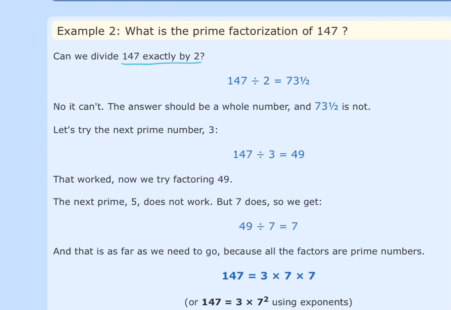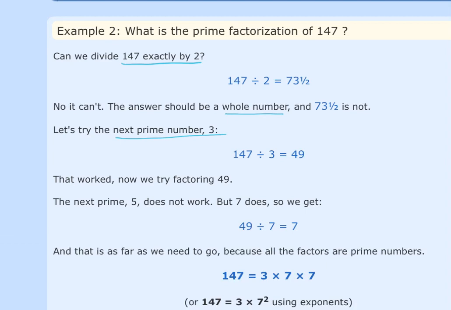So 147 divided by 2 gives us, it's technically a decimal or a fraction or just basically not a whole number. So 73.5. No, it cannot. It cannot be divided by 2 because it doesn't give me a whole number, which means 2 is not a factor of 147. So then you try the next one. So can we try 3?